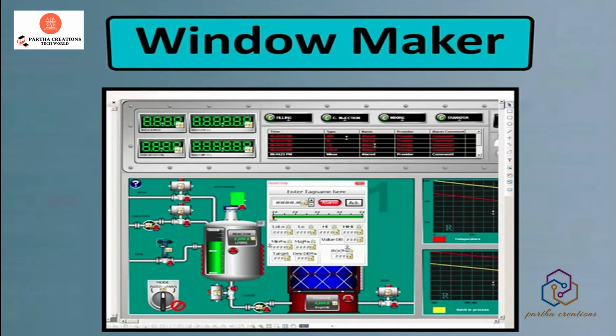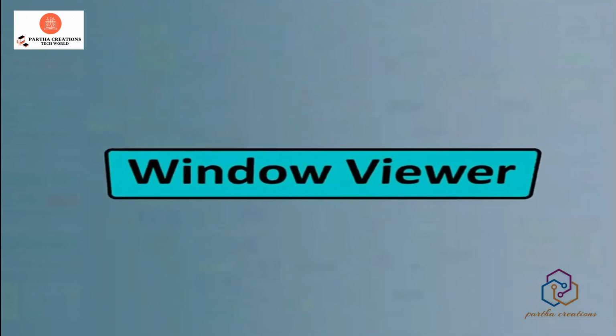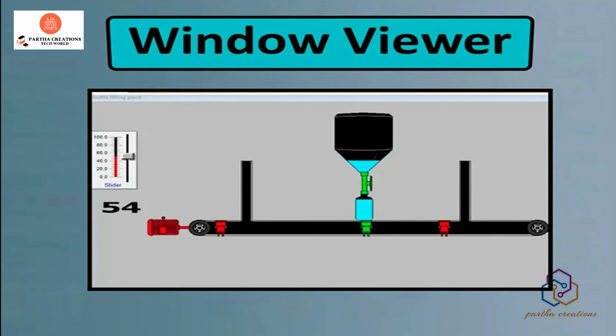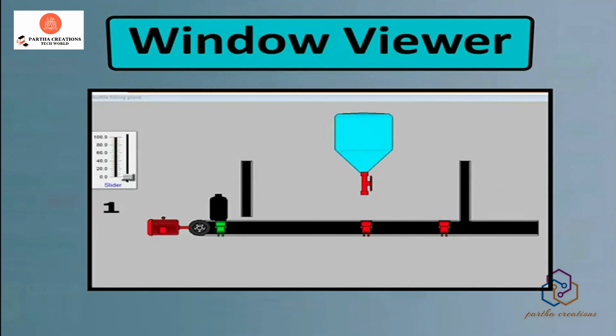All the animations that we would be creating in SCADA will be done in the development environment or window maker. Then whatever we have developed as different kinds of animations, we can run in window viewer or runtime environment. In there, we can check how our animations are running and how they look. And in case we want to see the live animation of the plant, we can also see that in window viewer.